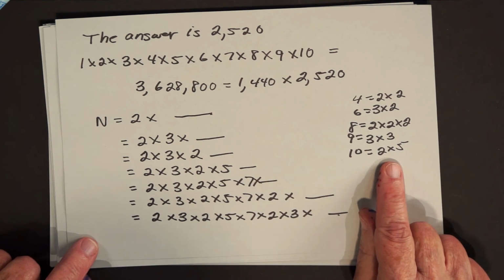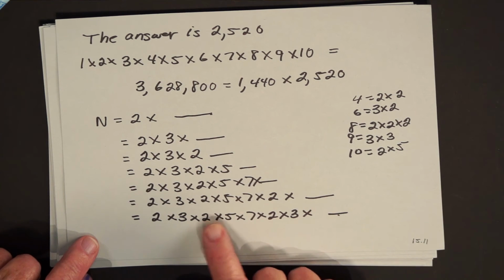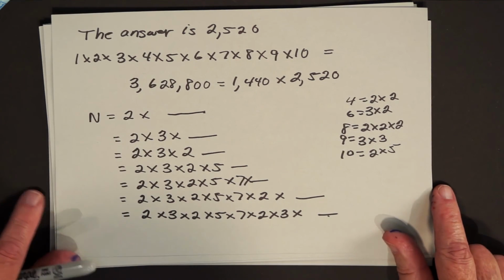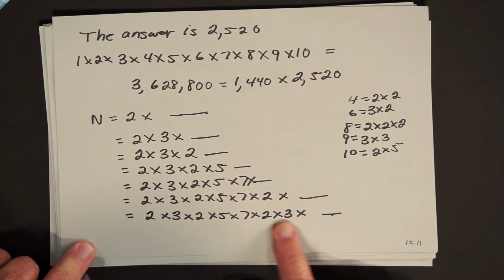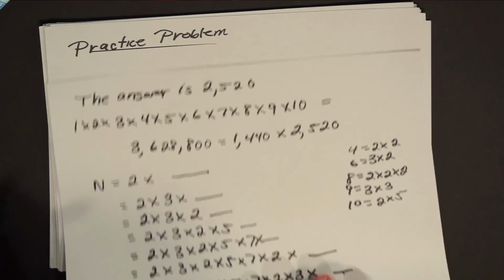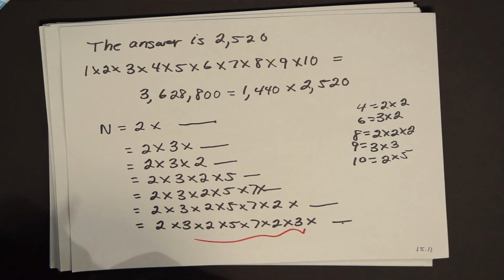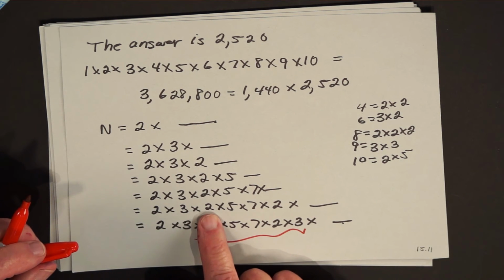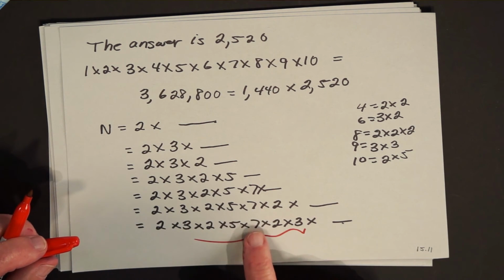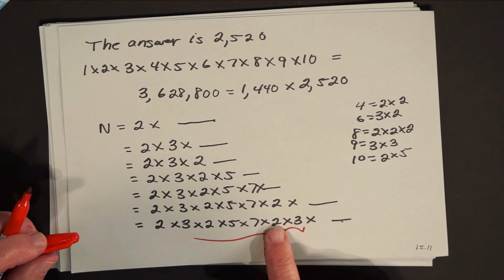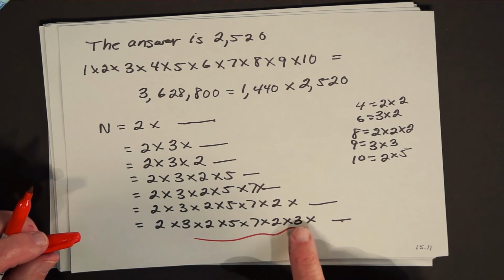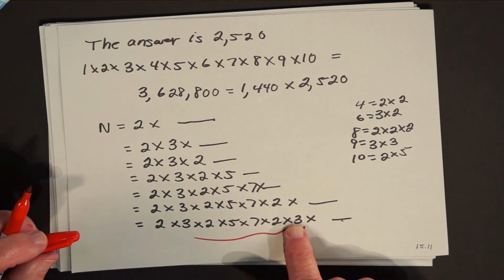10 breaks down into 2 times 5. I already have the 2 and the 5, so the smallest number that would work is whatever this number here happens to be. And I'll spare you, we can multiply it out if you want. 6 times 2 is 12, times 5 is 60, times 7 is 420, times 2 is 840, times 3 is 2,520.